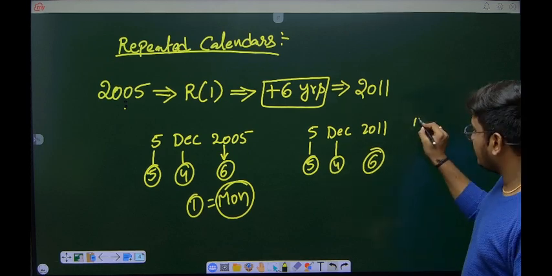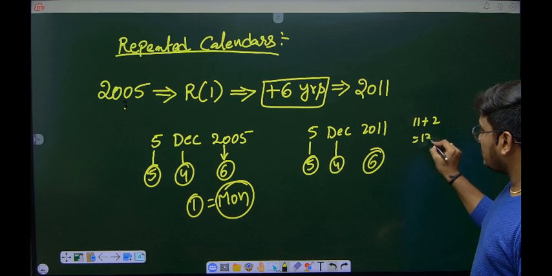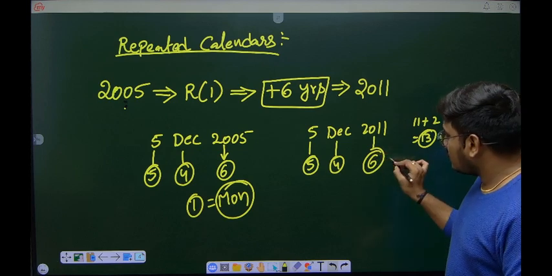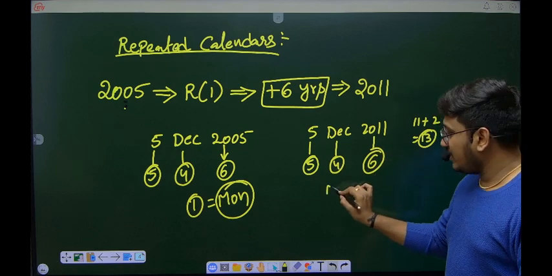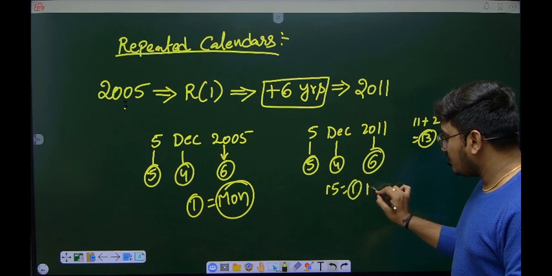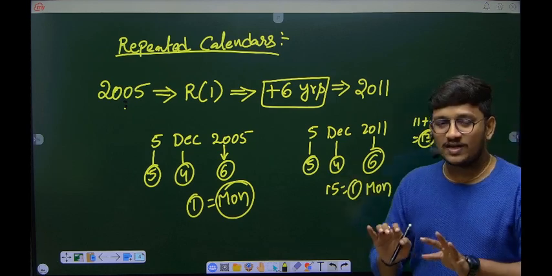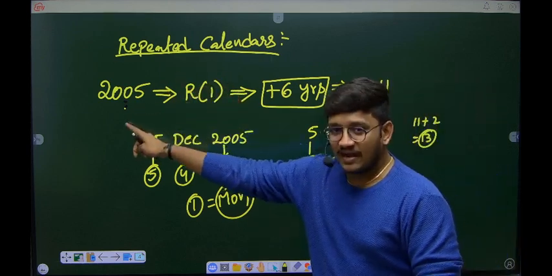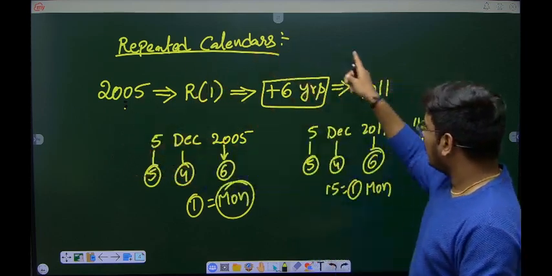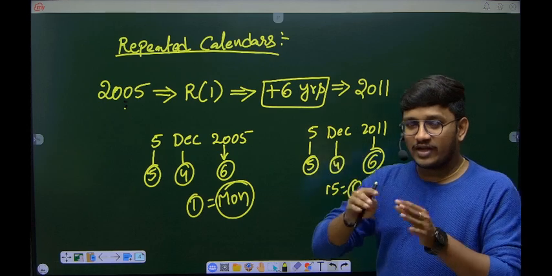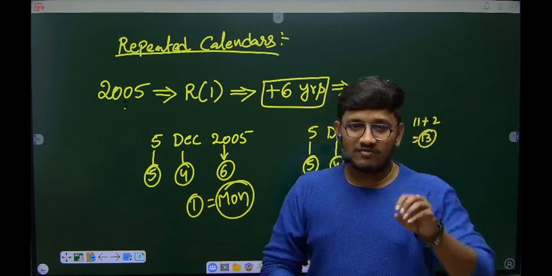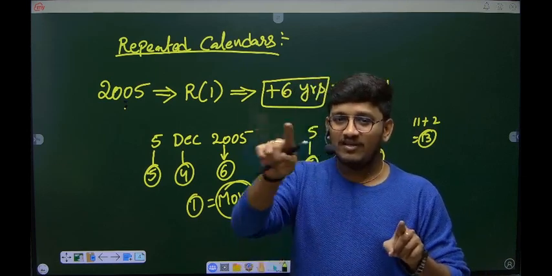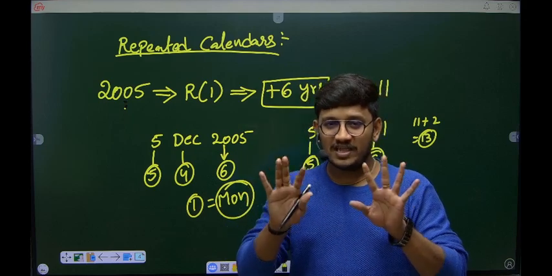If you want, I will write it here. 11 plus 2 gives you 13, and 13 means 6. Now the same 15, and 15 means 1, and 1 means Monday. Now I hope you have a clear idea of what I'm talking about. If the 2005 calendar repeats in 2011, you can compare both calendars. Whatever date you randomly pick from 2005, the same day will fall in 2011 as well, the same ditto calendars.